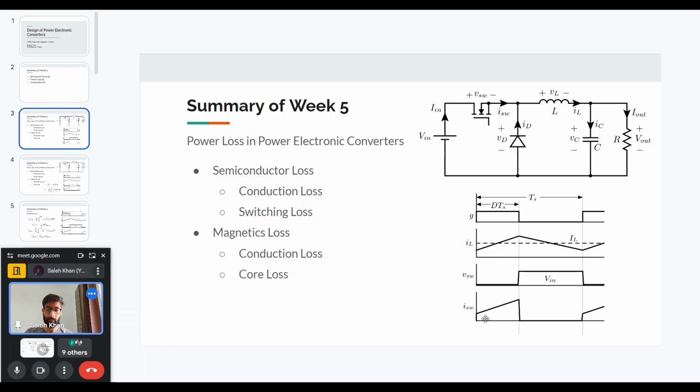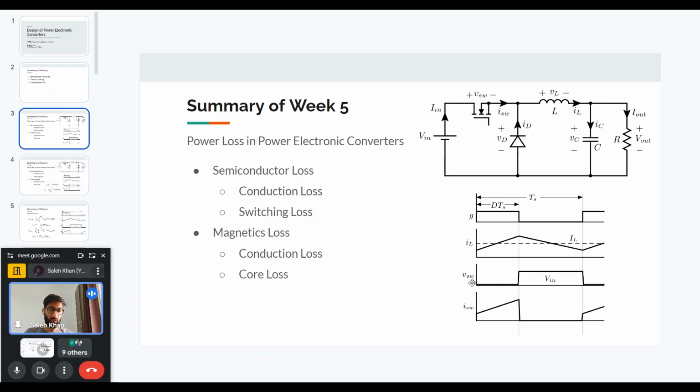And ideally, there should have been no voltage drop across the MOSFET, but we know there is some resistance of the MOSFET, the RDS(on), during the on time, and that leads to a voltage drop across the MOSFET, which leads to overall a power loss in the MOSFET. So this is the conduction loss of the MOSFET.